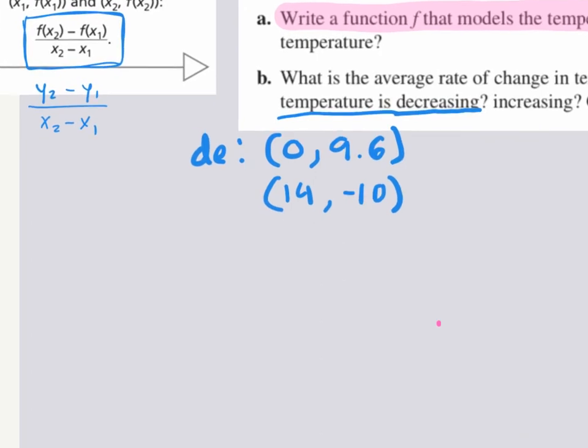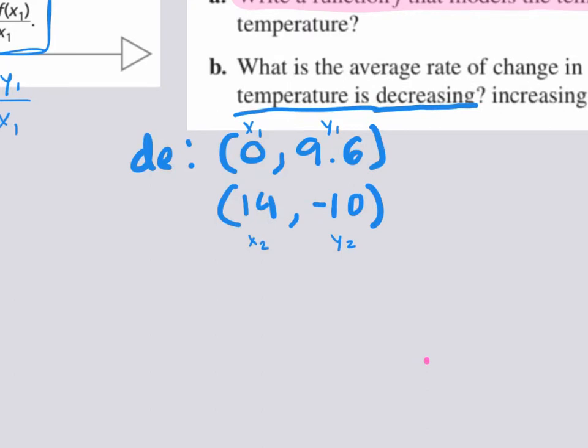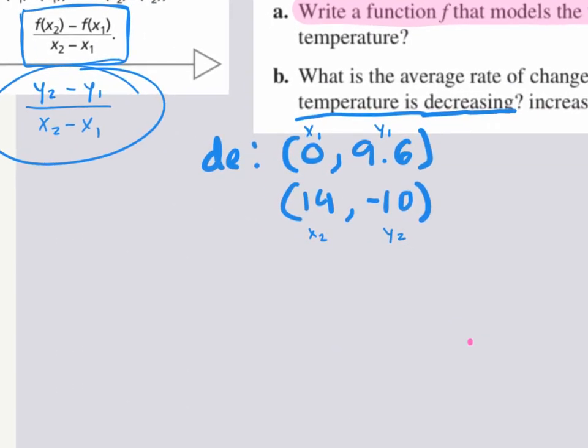So we have our first point on top. 0 is going to be our x1. 9.6 is going to be our y1. Our second point is on the bottom, so we have our x2 and our y2. And now we just plug all of these into our rate of change formula. So we have y2 minus y1 over x2 minus x1. And then we just solve.